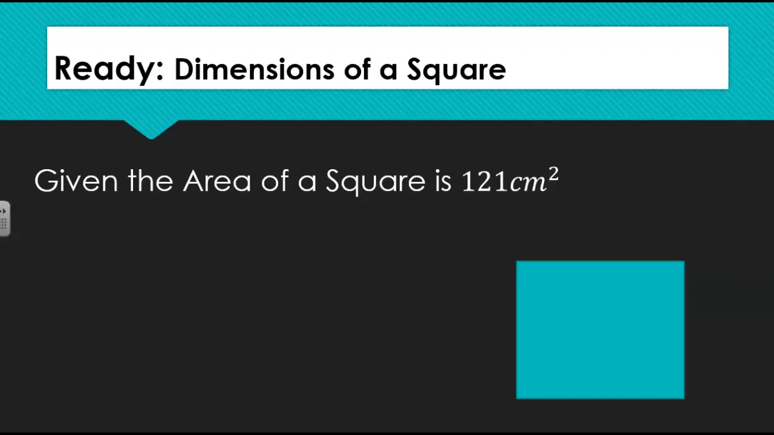In the Ready section of today's homework, we are asked to find the missing dimensions of a square given the area, and find the area of a square given the dimensions. In this first example, we're given an area of a square that is 121 centimeters squared. We're asking ourselves, what number can I multiply by itself to give me 121? And I know that that number is 11. 11 times 11 would equal 121 centimeters squared.